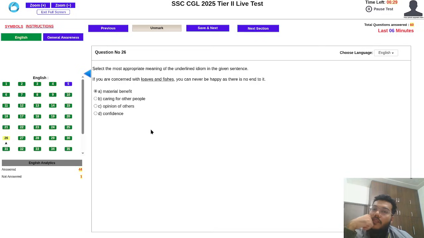If you are concerned with loaves and fishes, if you're concerned with material benefit, you can never be happy, there is no end to it. No end to material benefit, no end to opinion of others. Loaves and fishes. Confidence will remain, caring will not. Opinion of others. If you are concerned with opinion of others, you can never be happy.